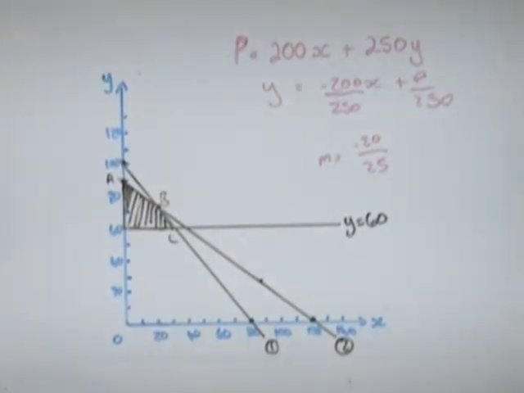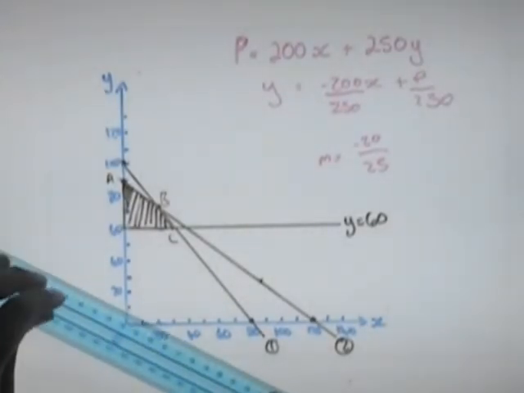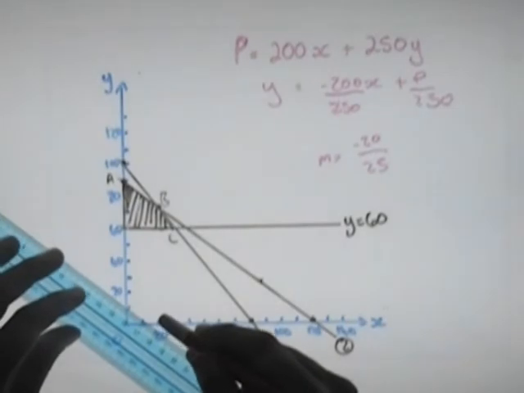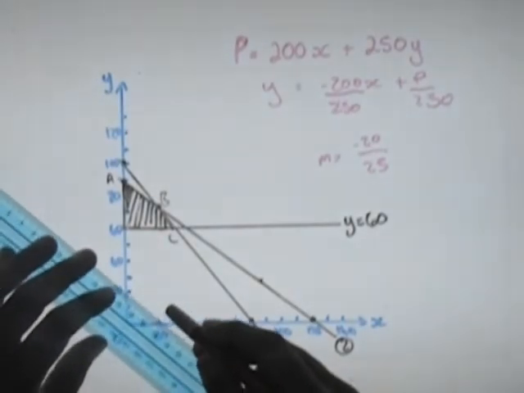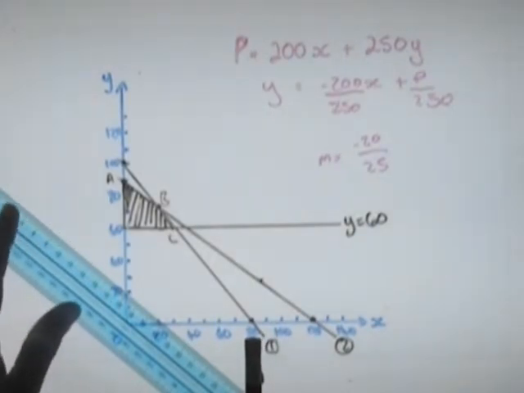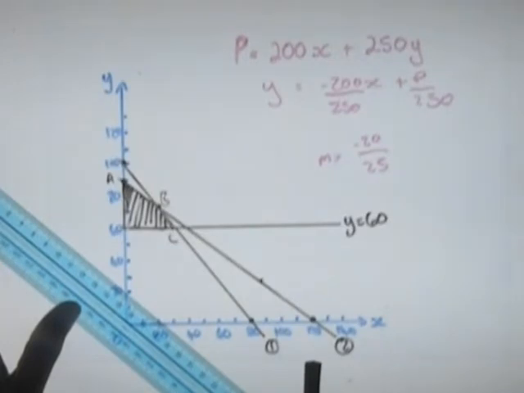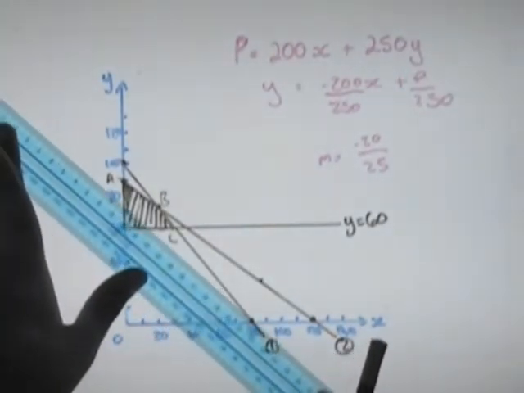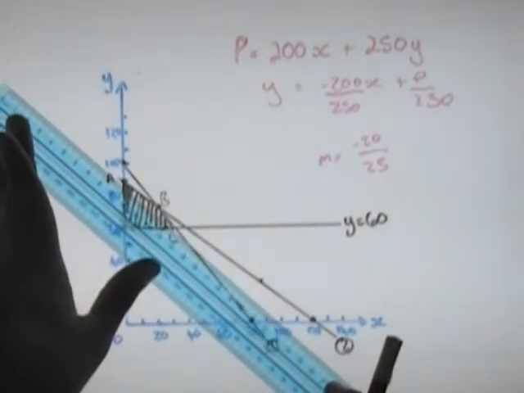Easy to do. On this graph that I have, negative 20 over 25, I'm just going to go to 20 over 25, which is going to be there, and that's our objective function. That's our search line, or one of the many search lines we can have.